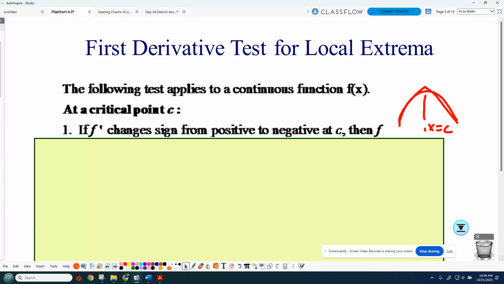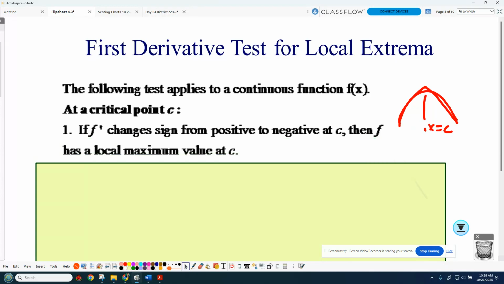What am I getting at? It's a max, it could be local or absolute. So when the sign changes from being positive to being negative, you know that there's going to be a maximum. Why? Because that's what it means. You stopped going up and you started going down. It's going to be a maximum.